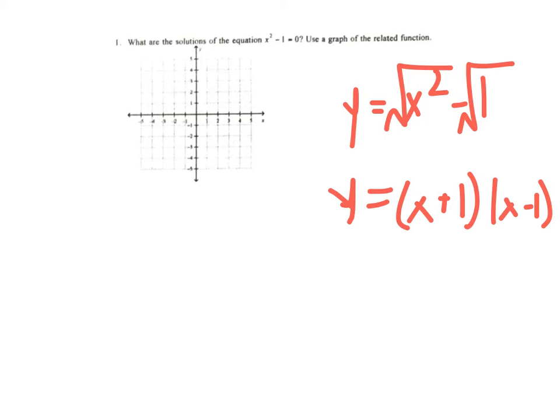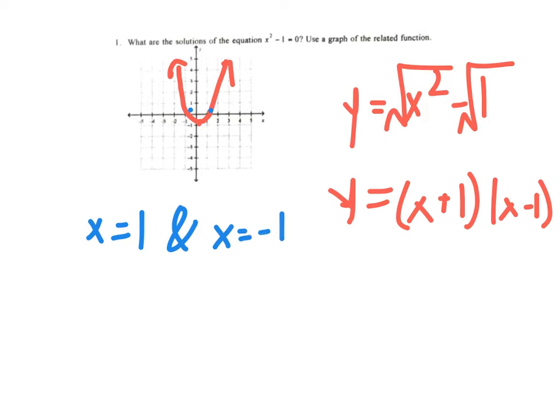But if you graph it, you'll notice that there'll be a dot on 1 and a dot on -1. And then your graph will actually look something like this. Your two solutions are where it crosses the x-axis, so here at -1 and there at 1. So your solutions would be x equals 1 and x equals -1.